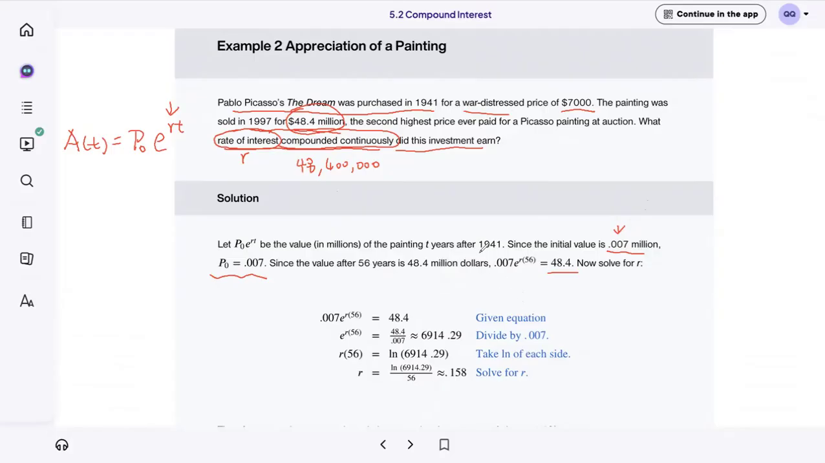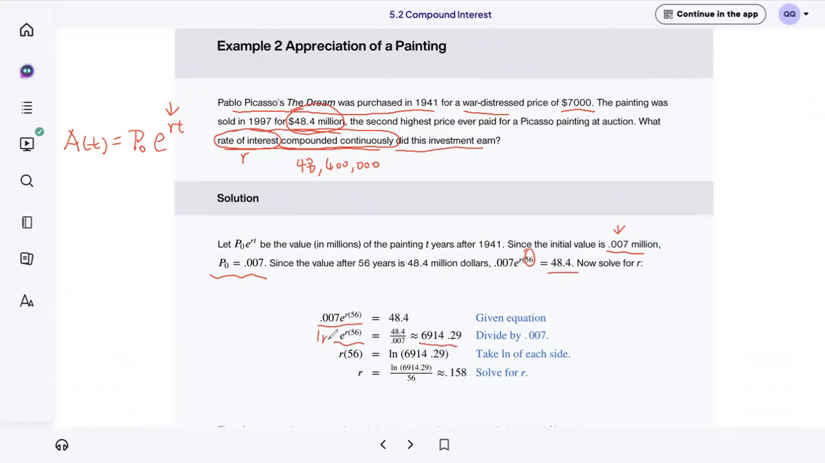Right, 56, not 36. 56 years. So I have this 56 years. So set up equation as the function is 0.007 e raised by r times 56 equals 48.4 million. We divide by 0.07 on both sides. So we get e raised by 56 times r, about this amount.